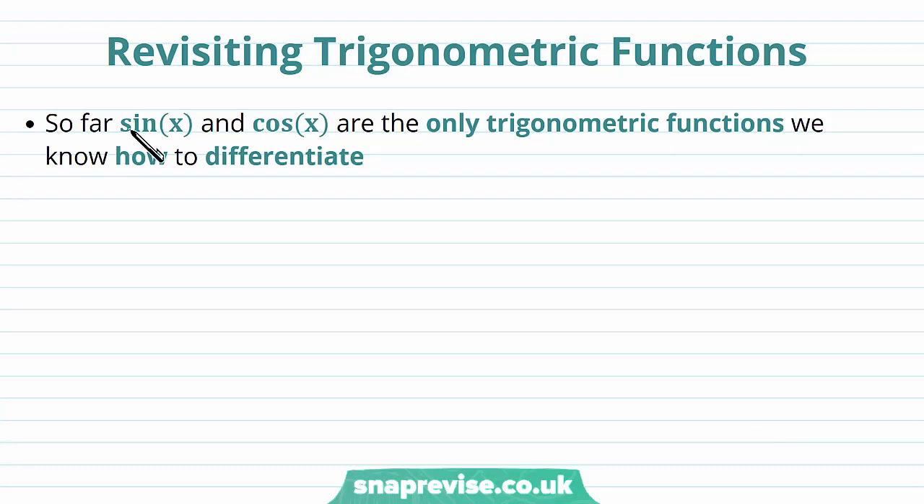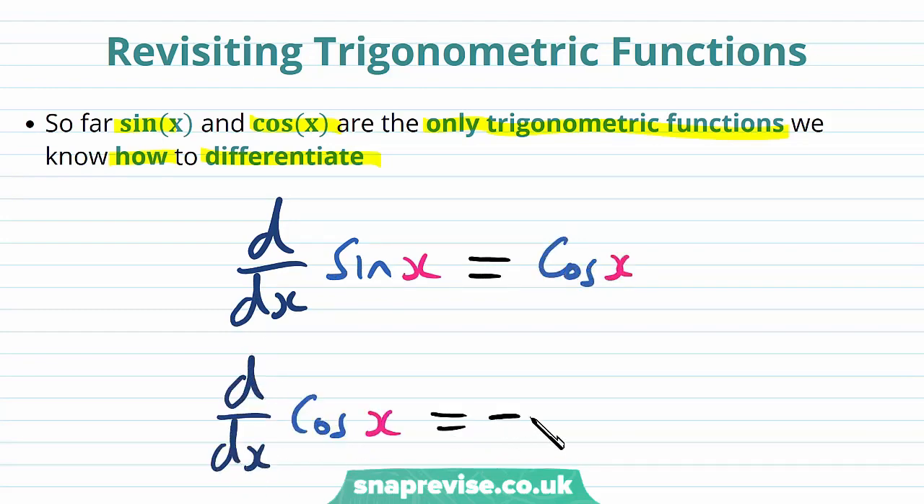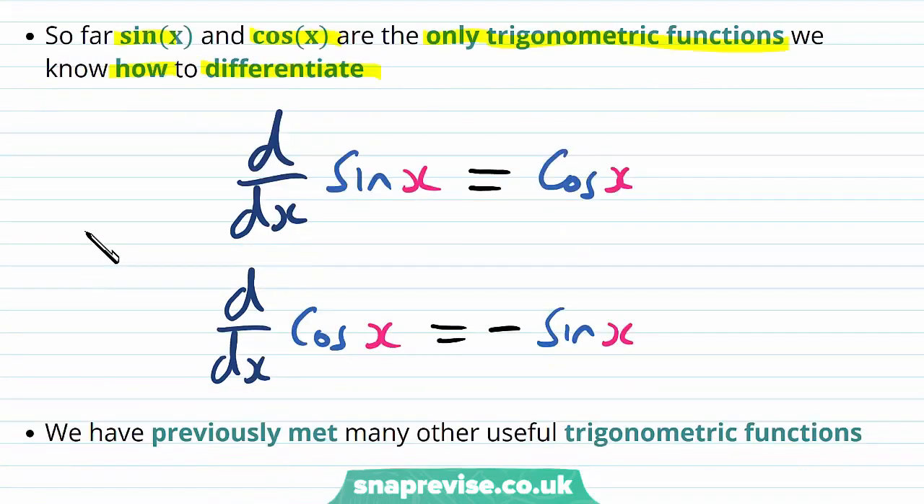So far, sine of x and cosine of x are the only trigonometric functions we know how to differentiate. In particular, we can differentiate the sine of x, and we get the cosine of x, and we can also differentiate the cosine of x, and we get minus the sine of x.